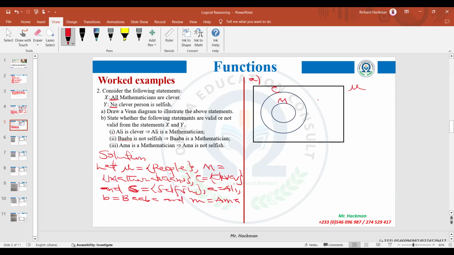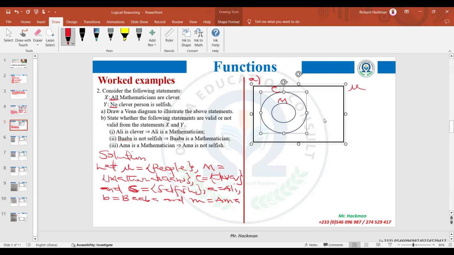Let's look at our second statement: no clever person is selfish. When you see no, what type of set is under consideration? Disjoint. So we are connecting set C and set S. The set S that I'm going to draw, represented by a circle, should have nothing to do with C. It shouldn't overlap.